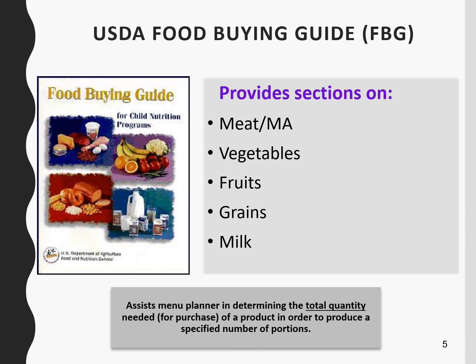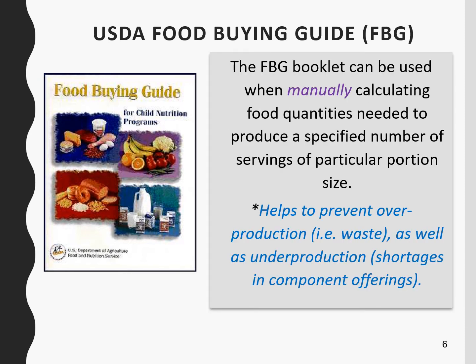The Food Buying Guide provides sections on meat or meat alternates, vegetables, fruits, grains, and milk. It assists the menu planner in determining the total quantity needed for purchase of a product in order to produce a specified number of portions. The Food Buying Guide booklet can be used when manually calculating food quantities needed to produce a specified number of servings of a particular portion size. The Food Buying Guide helps to prevent overproduction or waste, as well as underproduction or shortages in component offerings.